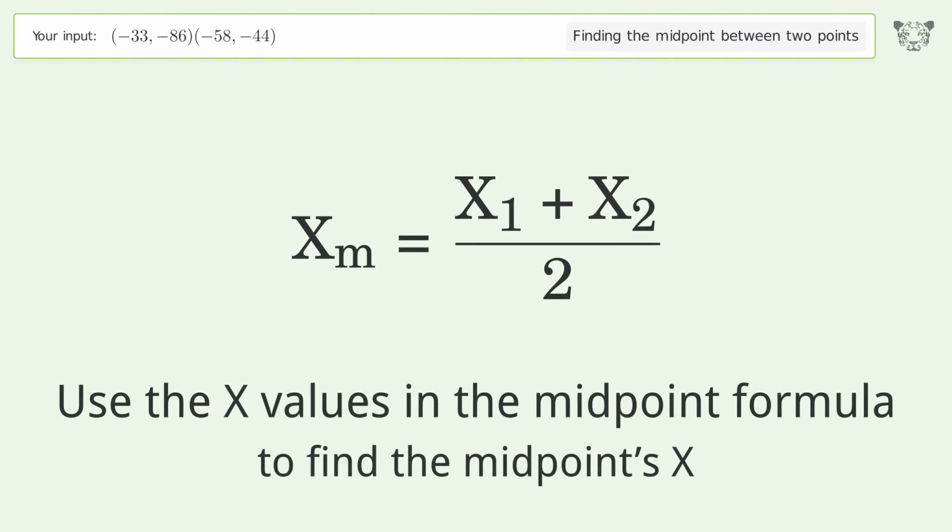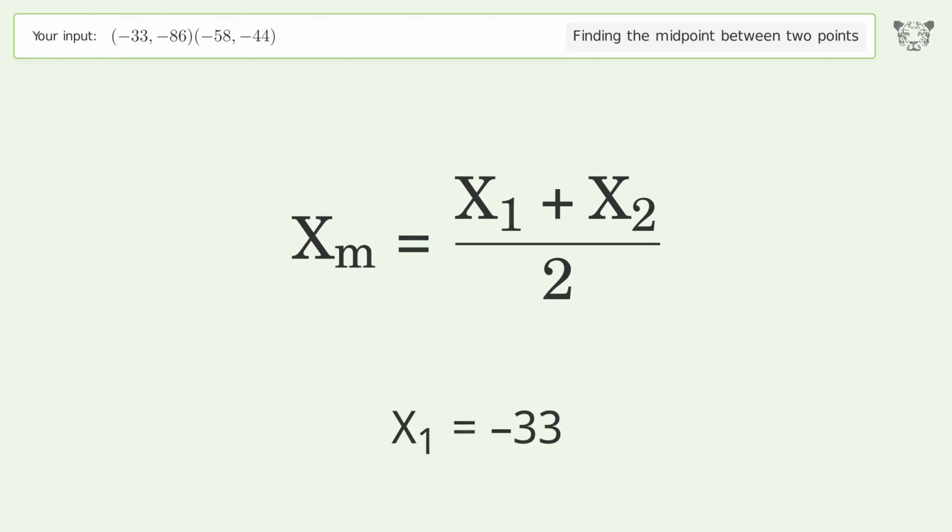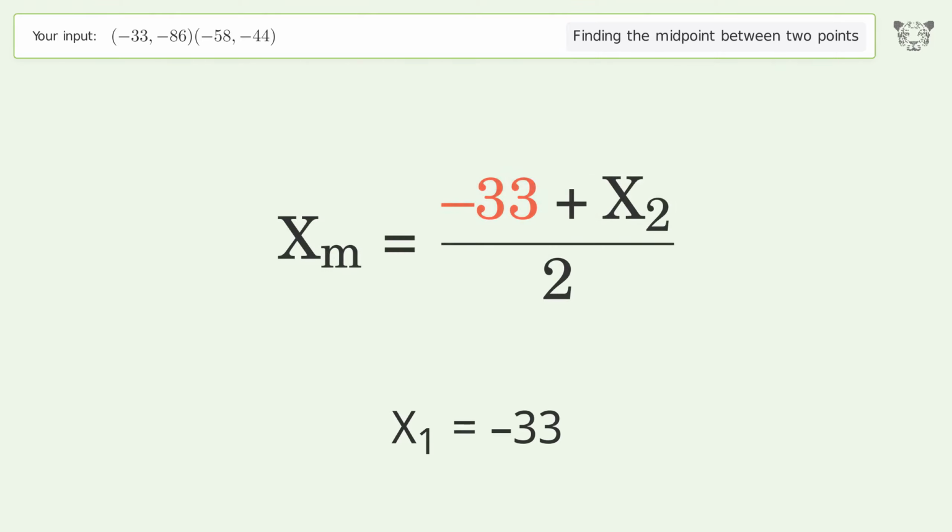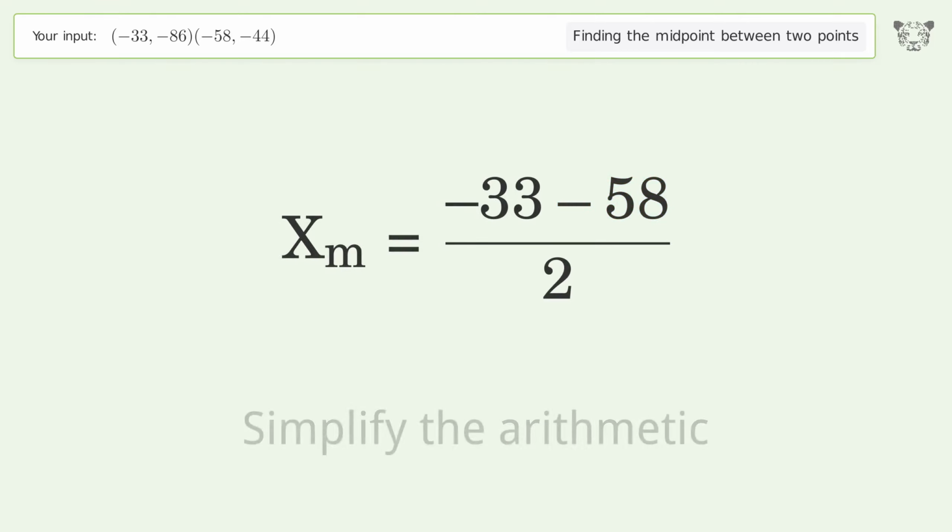Use the x values in the midpoint formula to find the midpoint's x. x1 equals negative 33. x2 equals negative 58. Simplify the arithmetic.